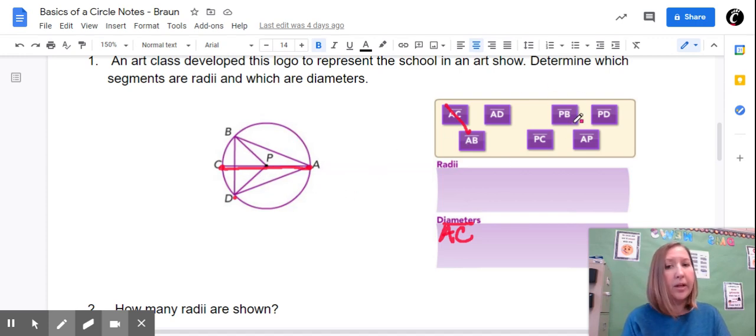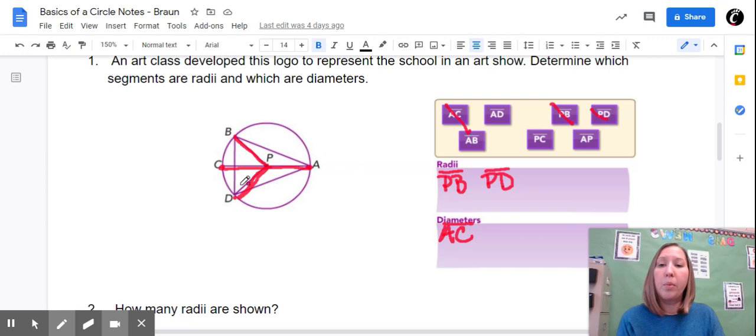Let's take a look at this other point here, PB. So that means I'm going to start in the center and go out to a point on my circle. Since it starts at the center and goes out to a point on my circle, that is going to be a radius. All right, let's take a look at this one here, PD. Again, I'm starting at my center. I'm going out to a point on my circle. So that is also going to be another radius.